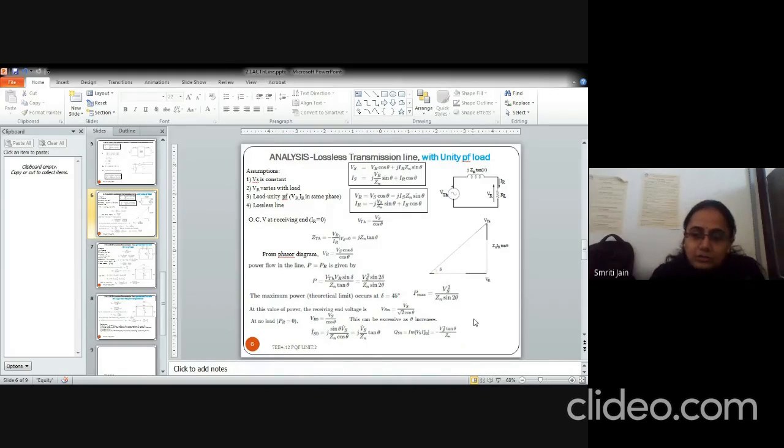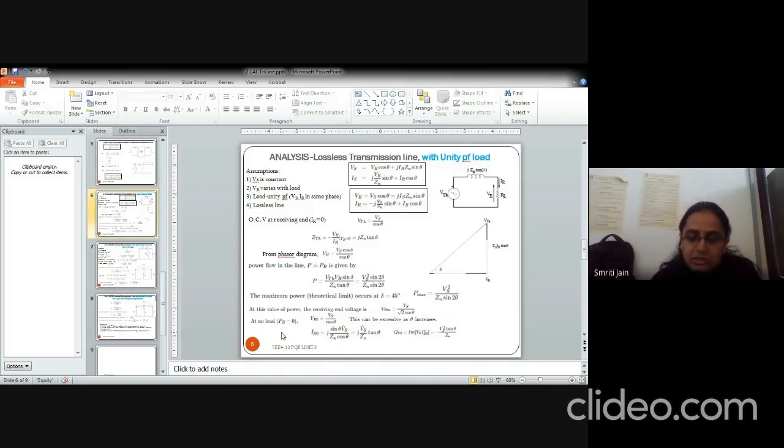So put it here and you will be able to find out the value of P max, the maximum power. At this value of power, the receiving end voltage will be given by this. And at no load, when we are talking of no load, the load is open circuited. That means the power delivered to the load is 0. That means the open circuit voltage VRO will be Vs by cos theta as del will be equal to 0. So this will be excessive. This indicates the Ferranti effect. And as theta increases, the receiving end voltage will be greater than Vs. From this equation you can see.